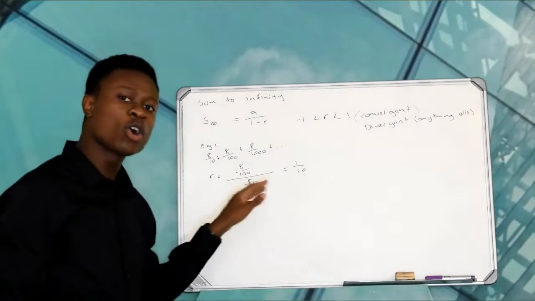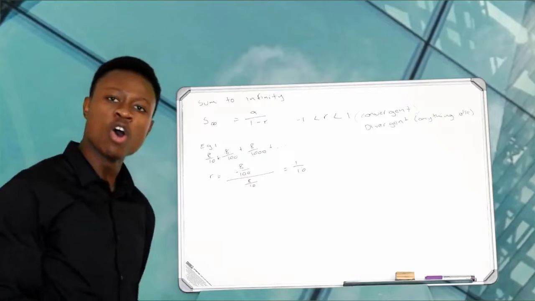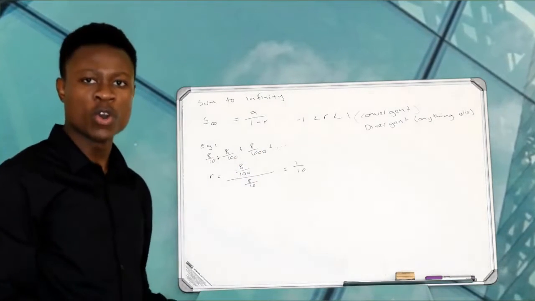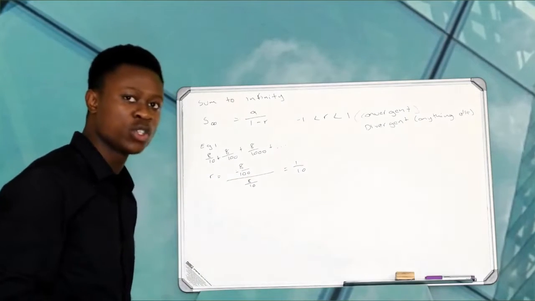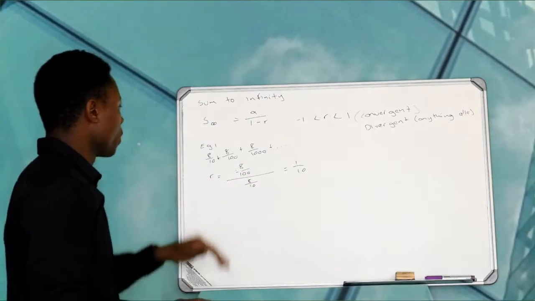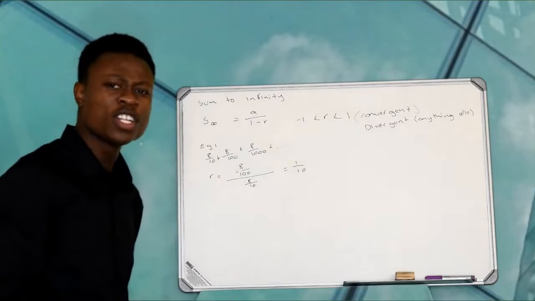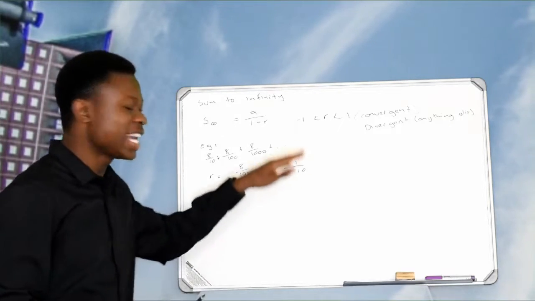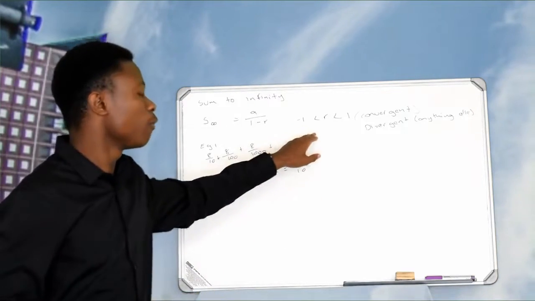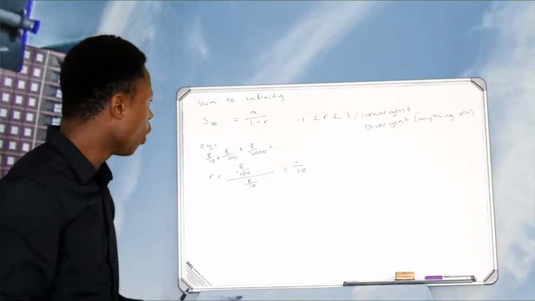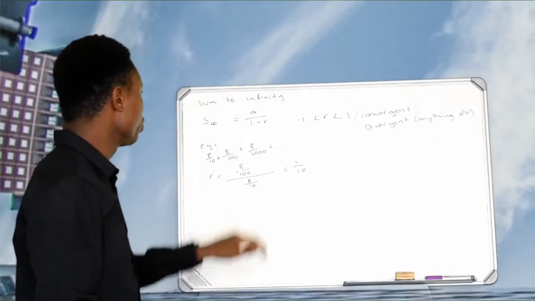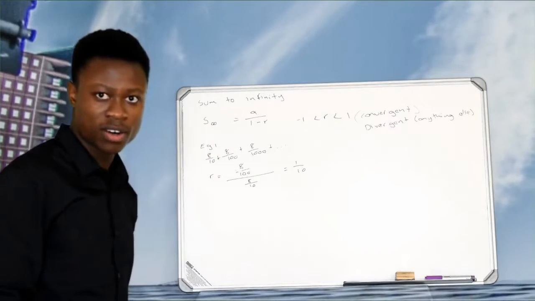But again, I can't conclude that by just doing the first one. I also have to do the second part. So try this part and see if you also get 1 over 10. You should get 1 over 10 too. So this is my r, 1 over 10. What is 1 over 10? It is a small number that is definitely between -1 and 1. So what does that mean? It means that this series is convergent. Therefore I can use that formula.